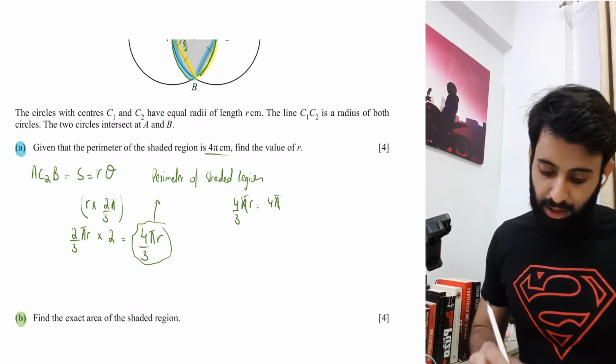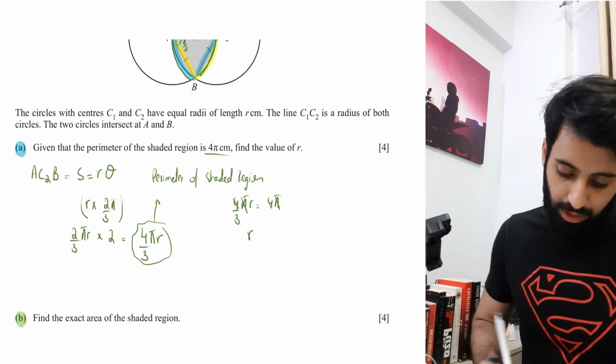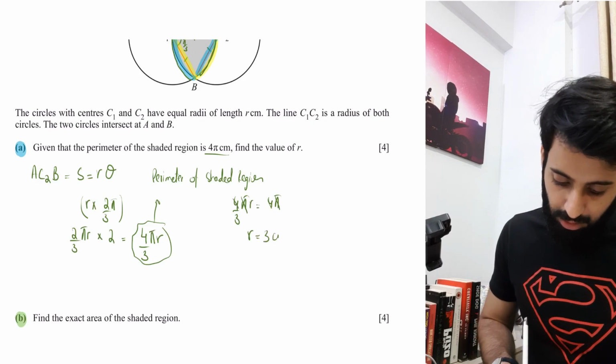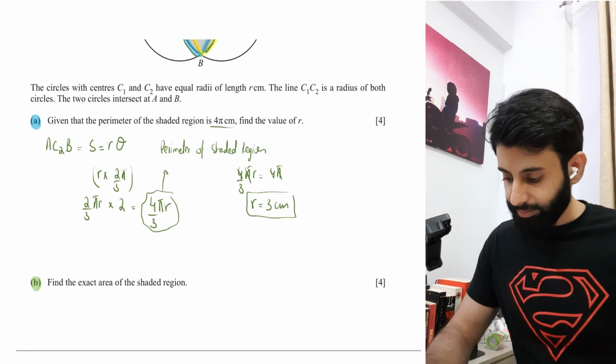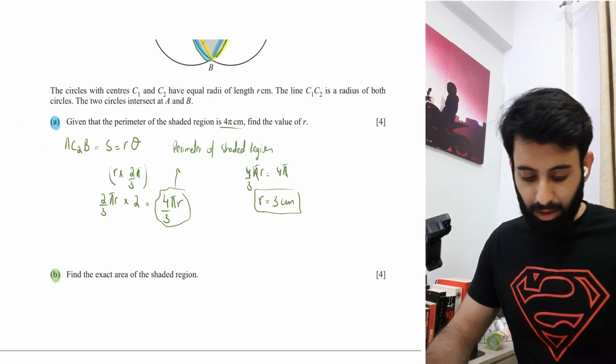The 2 pi's get cancelled out, and 4 also gets cancelled out, and I'm looking at r is equal to 3 centimeter, and there you go. That's how we've worked out the value of r. Then it says find the exact area of the shaded region.